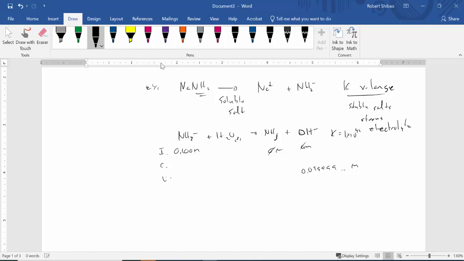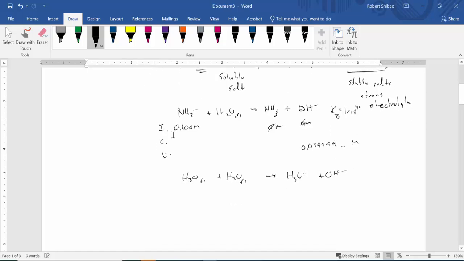But there's another source of hydroxide. What is the other source of hydroxide? This is Kb. The other source of hydroxide is water. And so we're going to get hydronium and hydroxide here. Actually, I think I forgot to do the last problem we were looking at, but we'll just continue with this.